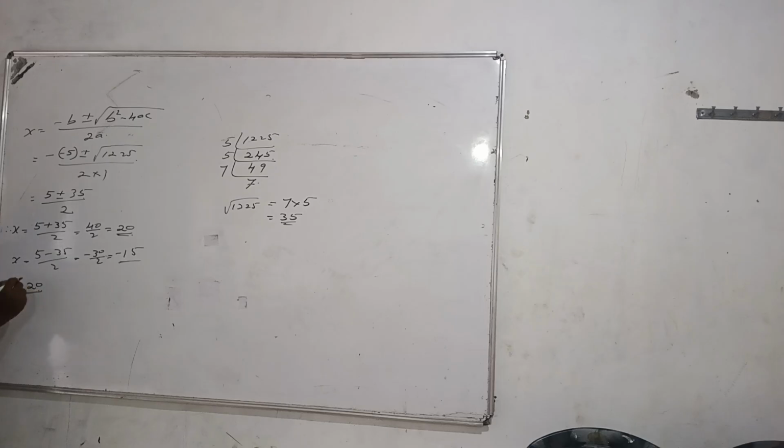Therefore, we took altitude as x, altitude is equal to 20 and base equal to 20 minus 5, that is 15. So area is equal to half base into height, half into 20 into 15, you are getting 300.